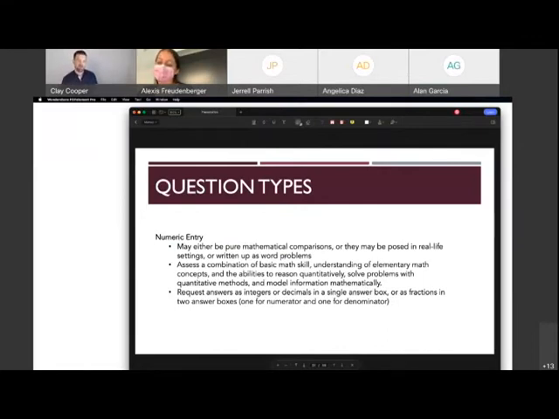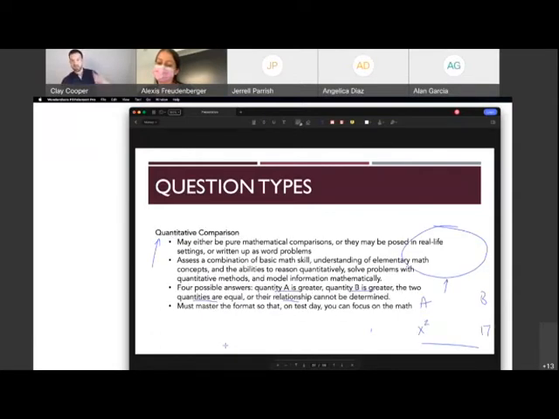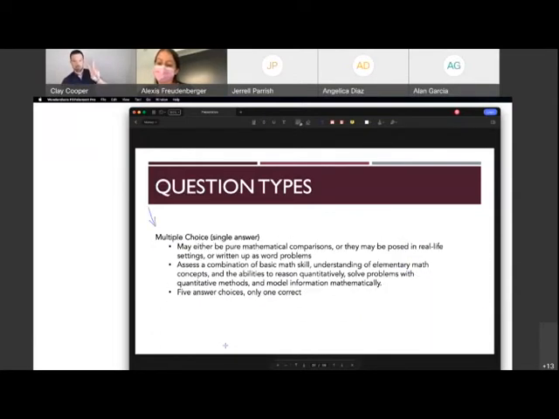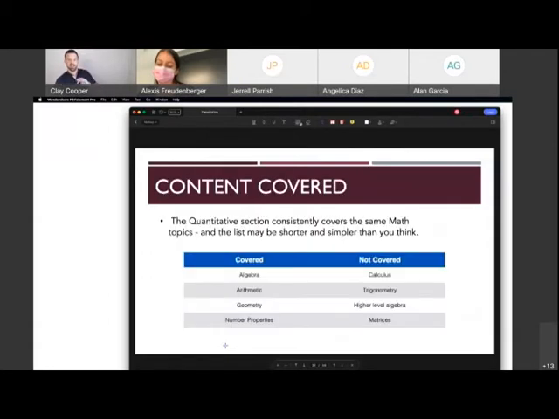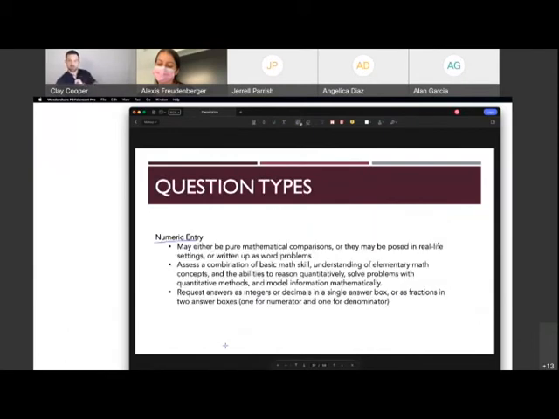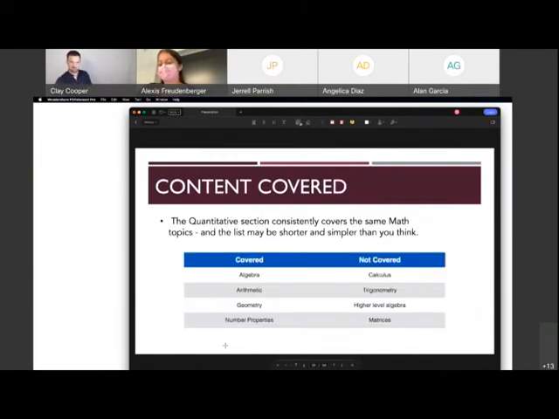And then finally, we'll have numeric entry questions. These are the ones I mentioned where you have to type in your own numbers. So those are the four question types: quantitative comparison, multiple choice single answer, multiple choice multiple answer, which means there could be multiple answers, though there could also still be just one, even on a multiple answer question. And then numeric entry, where you type in a number.